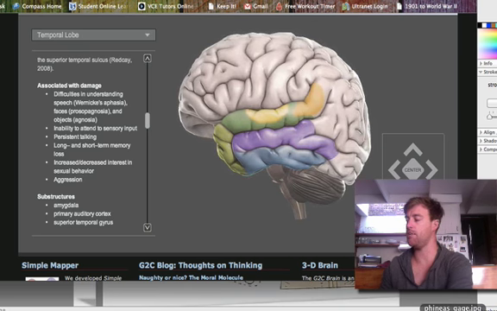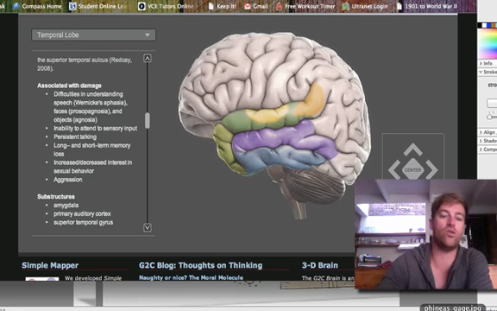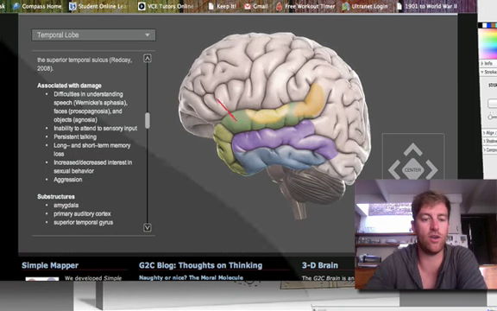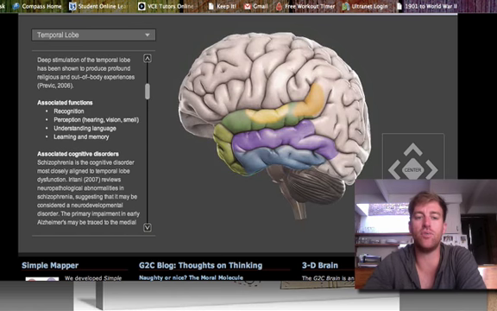Some other important things about the temporal lobe are, if you have damage to this area, you may also struggle with memory. You may struggle with being able to remember certain things about people. You'll notice if we go up here, it says that it's associated with perception of hearing, of course, but it says vision.